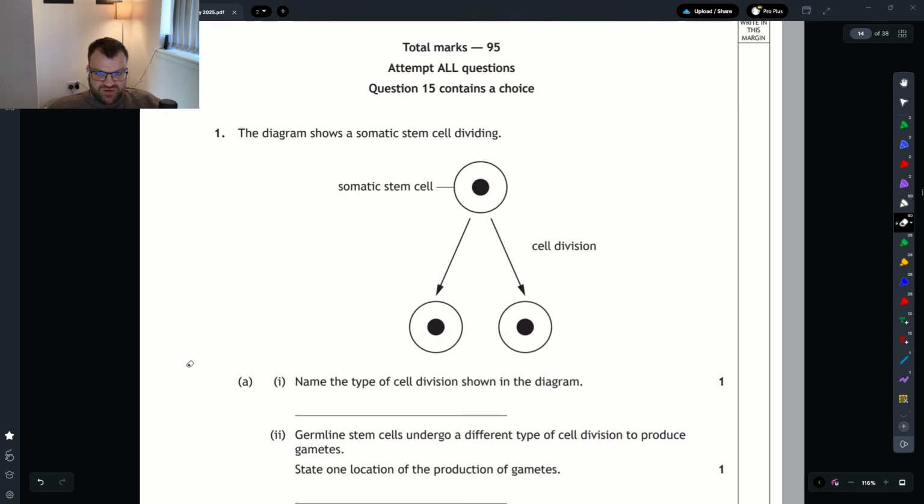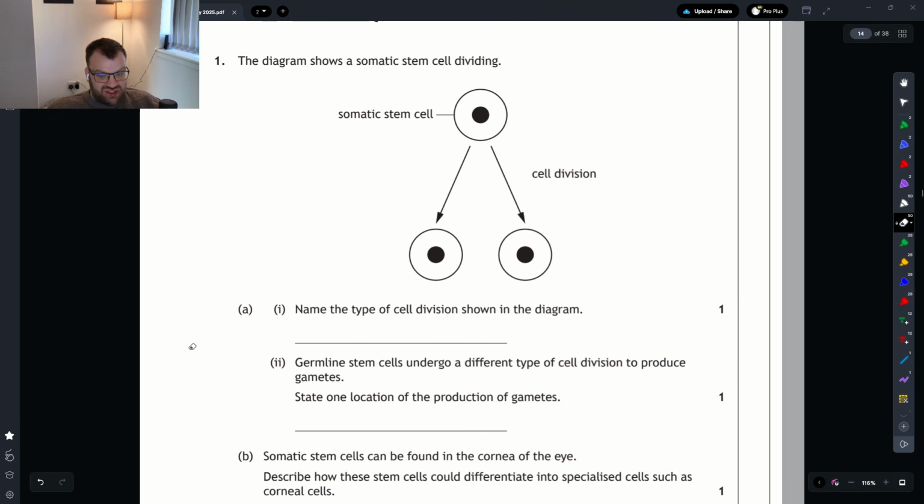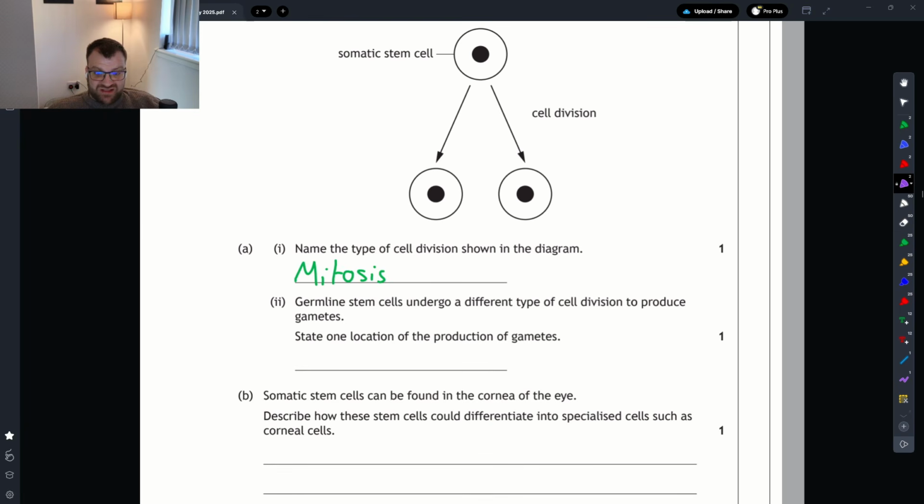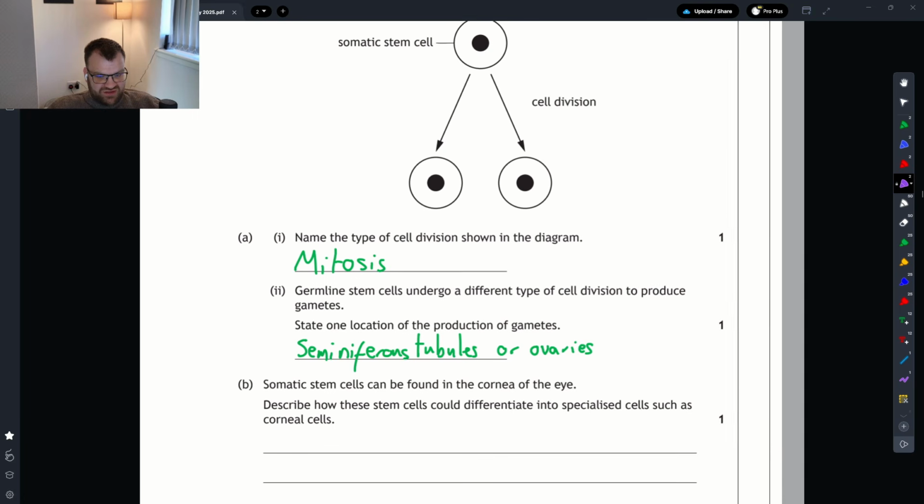Moving on to section 2. First question is asking us about a somatic stem cell dividing. We are making identical copies of them. That makes that mitosis as our answer for the first one. The next one, they're asking us about production of gametes. The male sex cells are made in the seminiferous tubules of the testes, and the female sex cells, the eggs, in the ovaries. That would be either of the answers for that one.